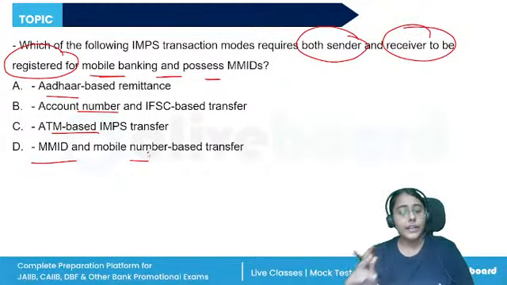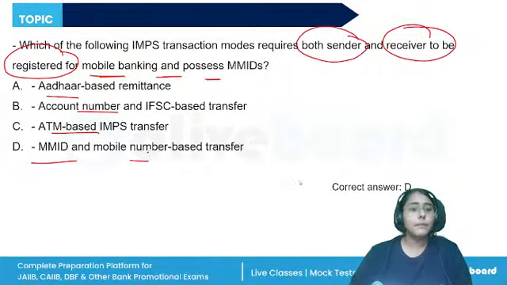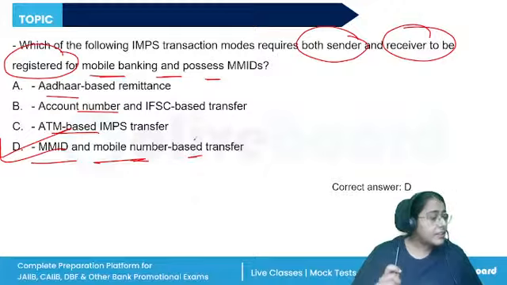All right, so here both the members should be registering their mobile number under the MMID and the mobile number based transfer. Full form of MMID is the mobile money ID. So in this, both the beneficiary and the remitter should have registered their account, their mobile number.